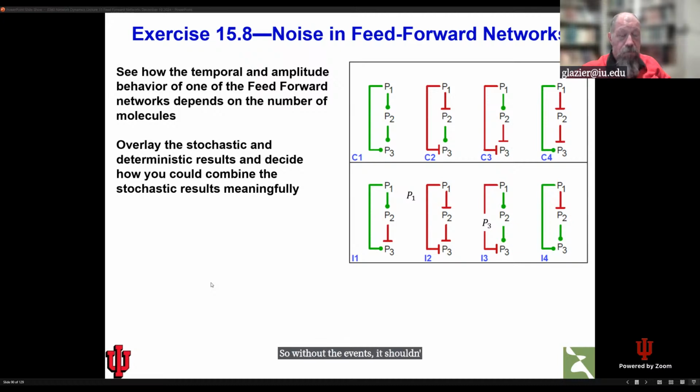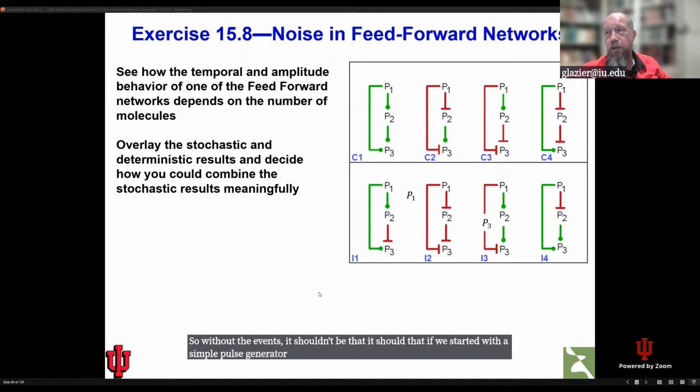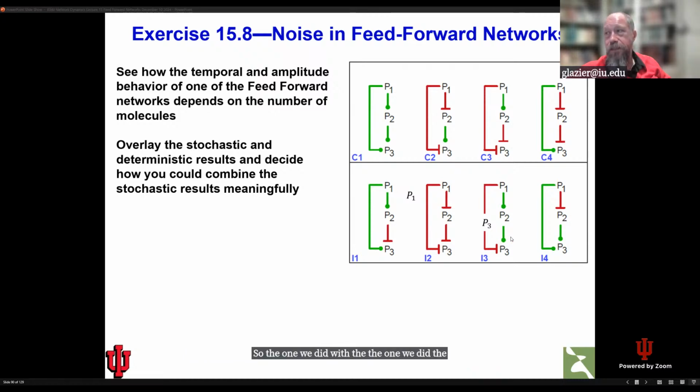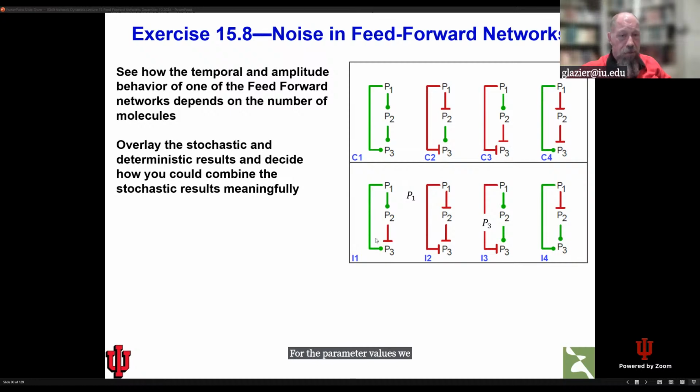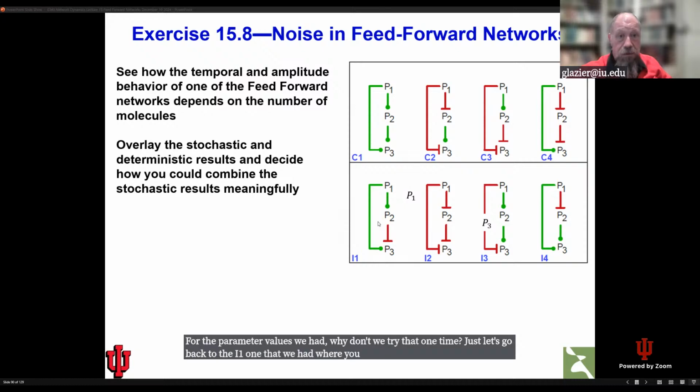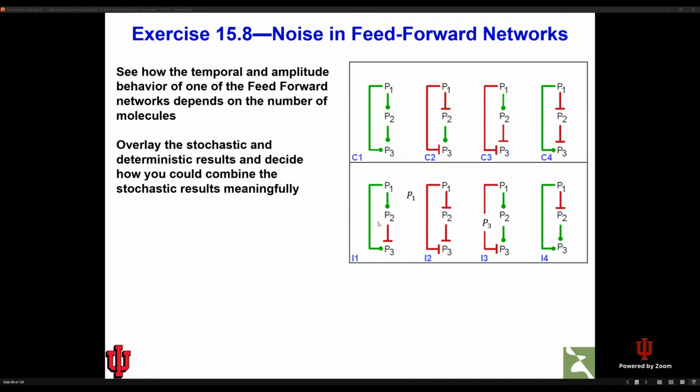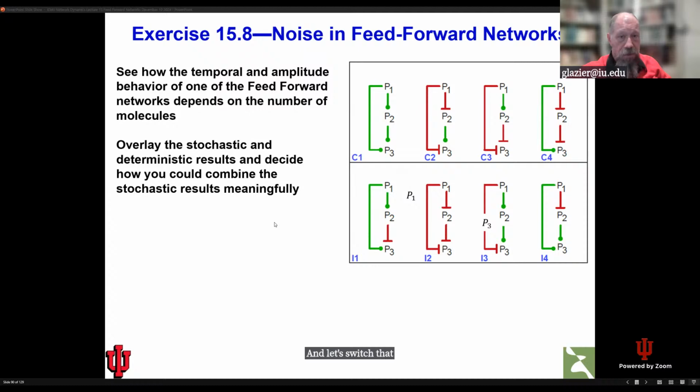If we started with the simple pulse generator, the one we did with the I1 for the parameter values we had. Why don't we try that one time? Let's go back to the I1 one that we had where you did the pulse, and let's switch that to Gillespie and see what happens. Don't change the numerical values to begin with. Keep it between 0 and 1. Then we'll rescale it gradually and make sure we don't make a mess.